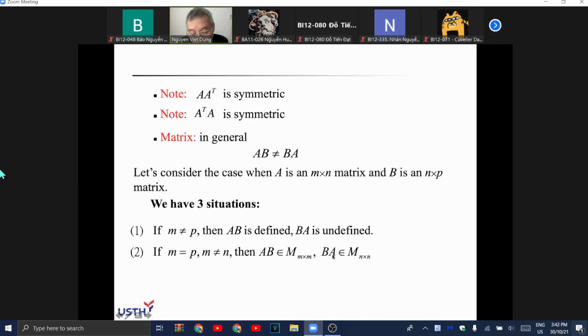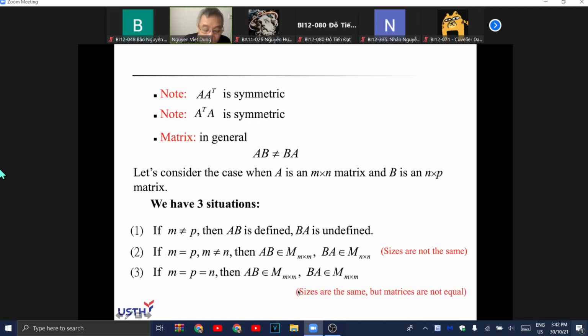But BA is a square matrix of order n. And because m and n are different from each other, A, B, and BA are matrices of different size. So they cannot be equal to each other. And the last situation is when m equals p equals n. Then in that case, we can define A, B, and also BA. Both products can be defined, and both products are of the same size m by n. But even in that case, the products can be different, as we are going to see now.